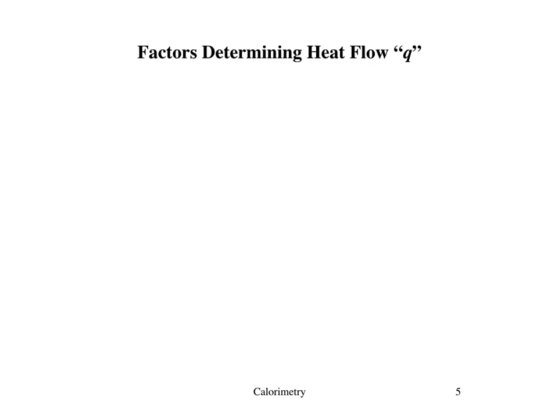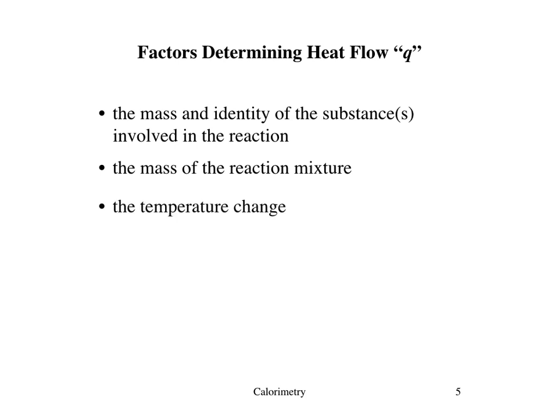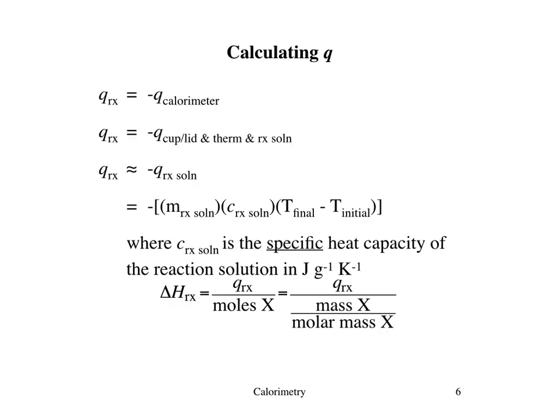The factors affecting the magnitude of Q are the mass and identity of the reactants involved in the reaction, the mass of the reaction solution in the calorimeter, and the temperature change during the reaction. The numerical value of Q is determined from the mass of the reaction solution, the specific heat capacity of the reaction solution, which is assumed to be 4.18 joule per gram Kelvin, and the change in temperature of the reaction solution. To ensure that the sign is correct on Q, don't forget to include the minus sign before the bracket, and also to subtract the initial temperature from the final one.